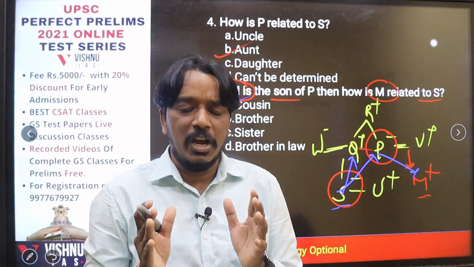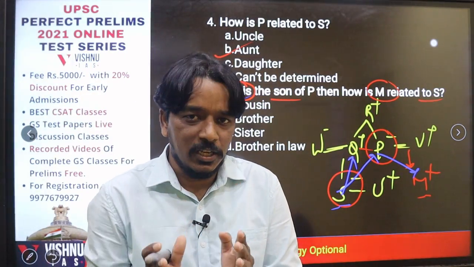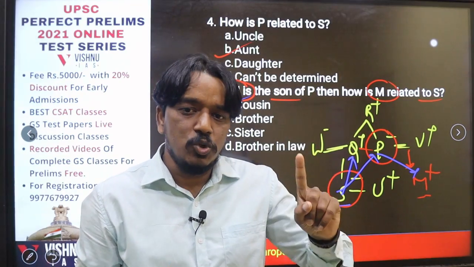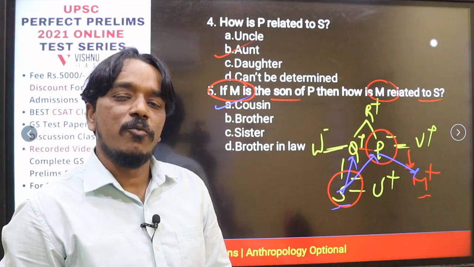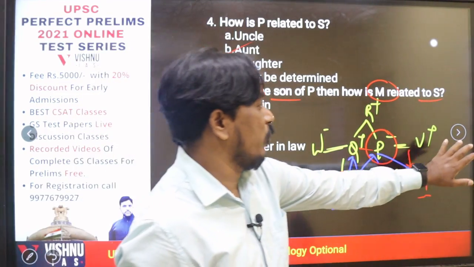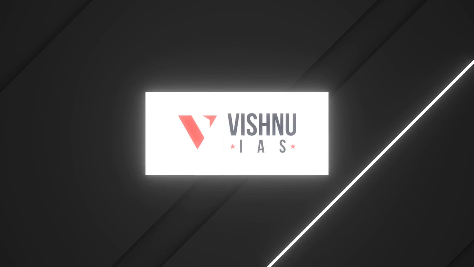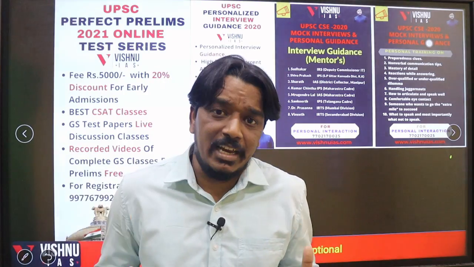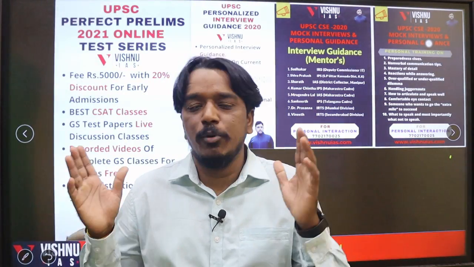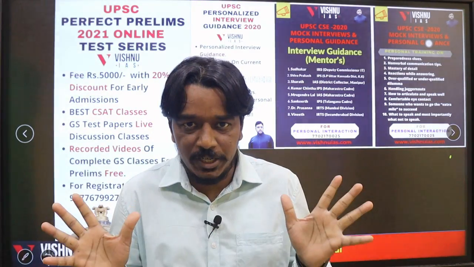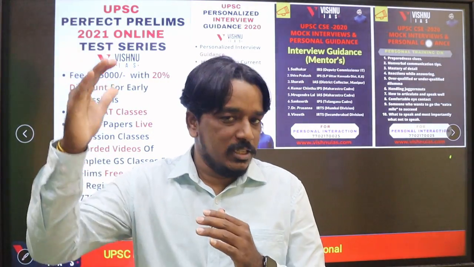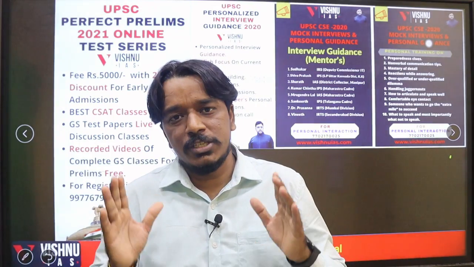The only important thing in blood relations is how to draw a family tree. Once you understand how to draw a family tree, you can answer any question very easily in a simple way. Hope everyone is clear about all these basic concepts of blood relations. We discussed basic concepts as well as some basic questions. These types of questions are very important for UPSC CSAT paper 2. Just focus on them.